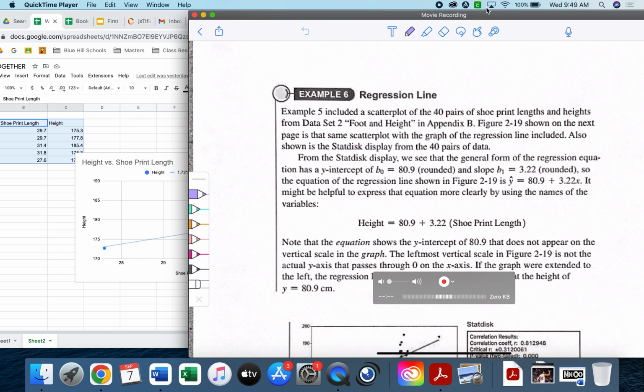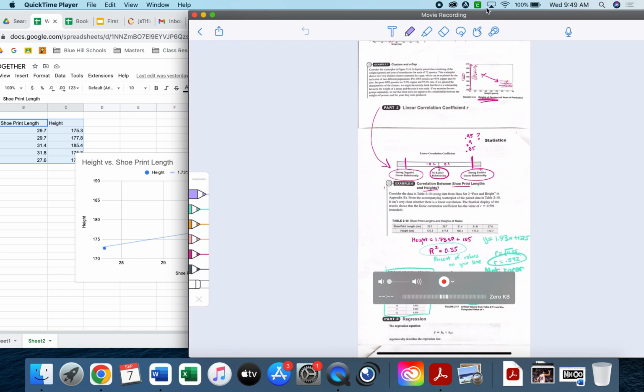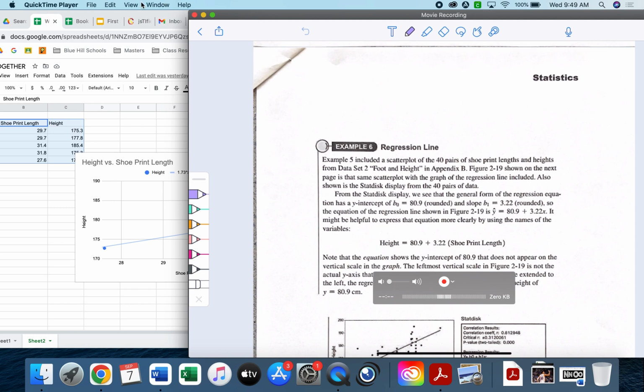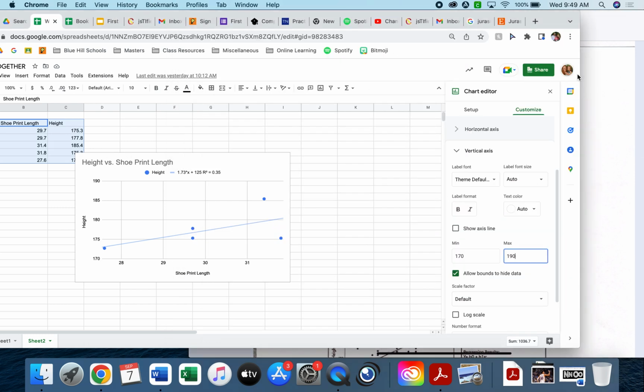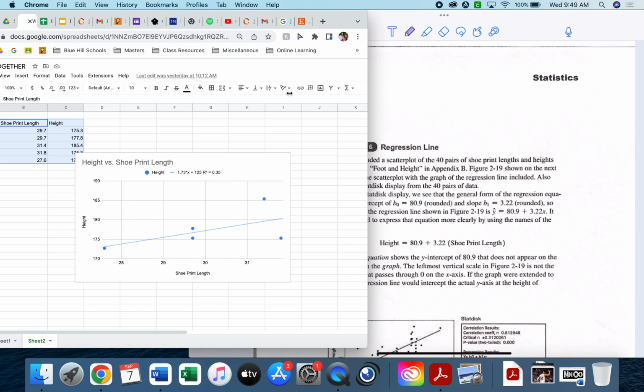The last example of the 2-4 notes that we went through. I'm doing a whole screen recording because I want to go back and forth with this shoe print length thing that we graphed yesterday. So here we go.